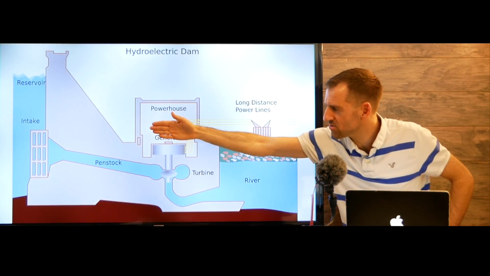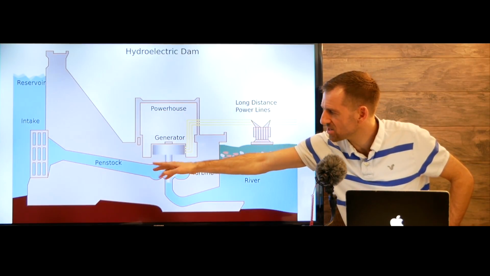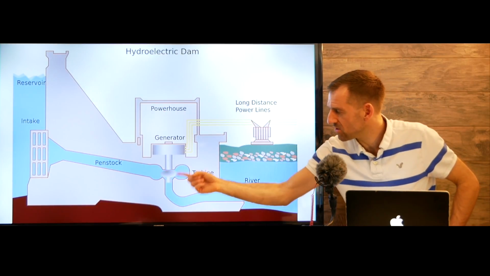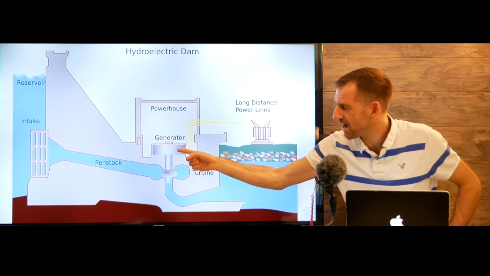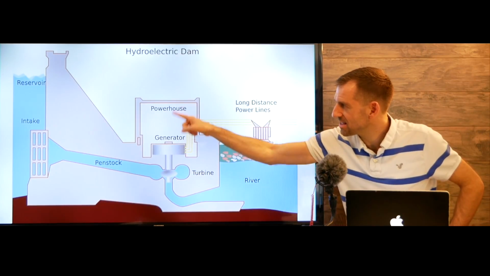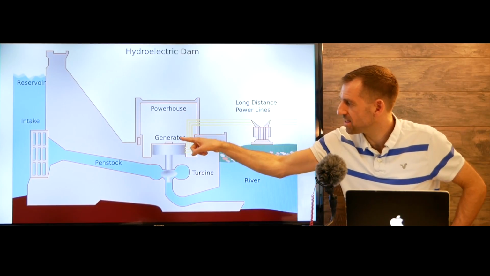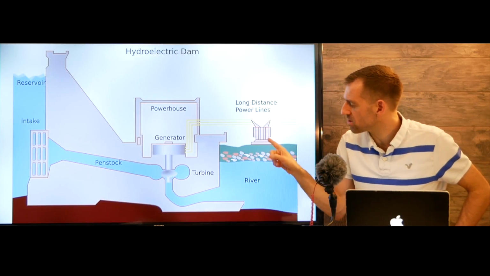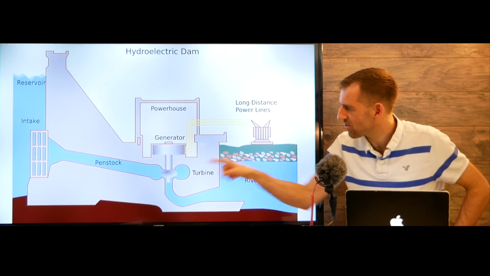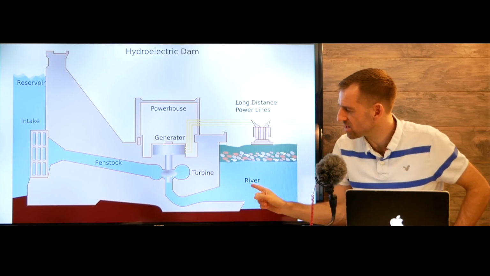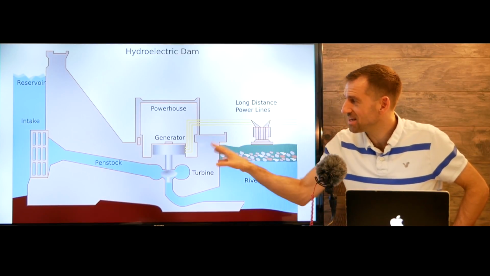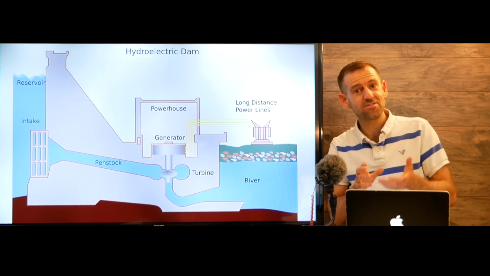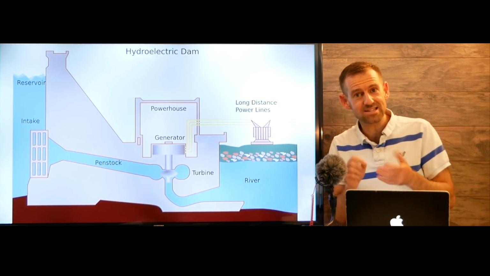So the water goes through the intake, and then it goes in through the penstock here, and then it propels the turbine, which activates the generator inside the powerhouse. And then this moves the electricity to long distance power lines, and then the water here just keeps going down into the river. Okay, so we need to put that information into 150 words, into sentences.